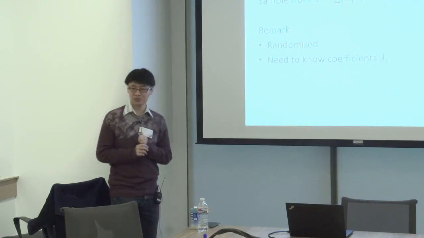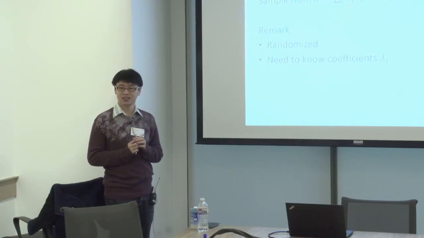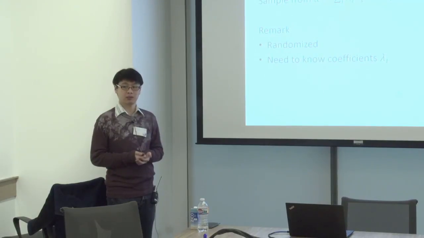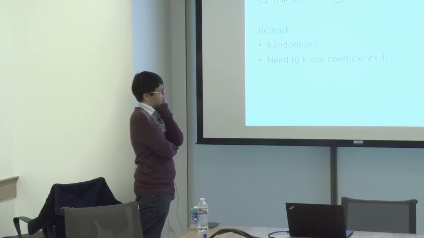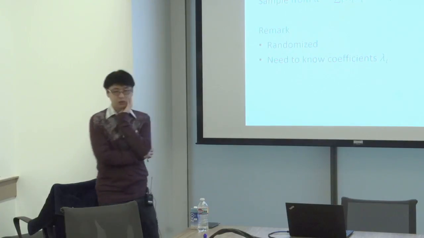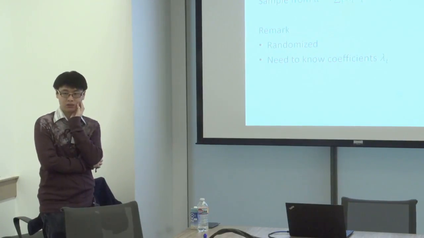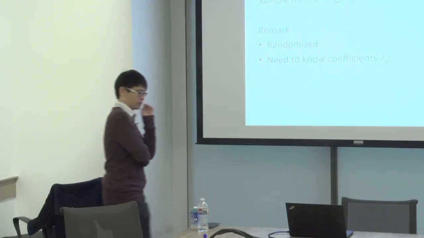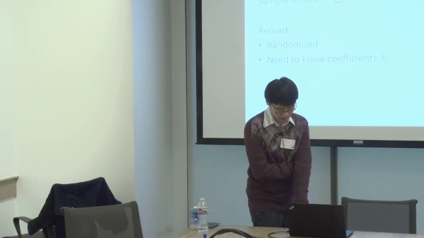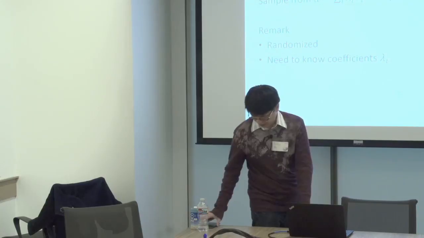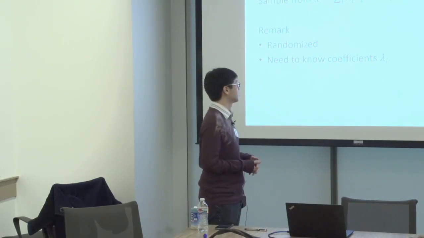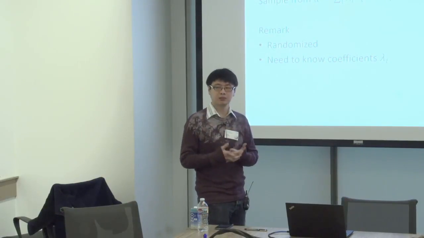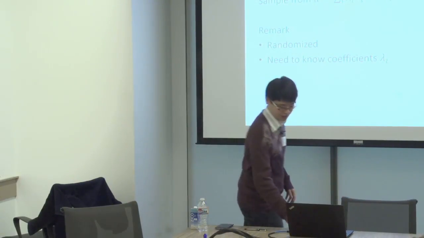So two things about this method. It's randomized because you are sampling from a probability distribution. And the second thing is, I think, a bit of an over-assumption. You need to know the coefficients lambda i in order to sample from the distribution. So I want to argue that you can get away with these two weaknesses by going convex.